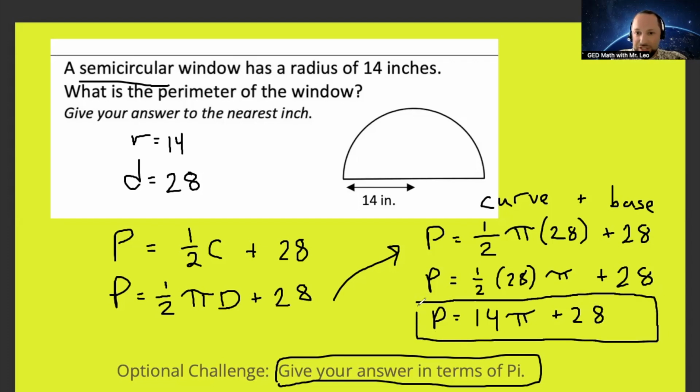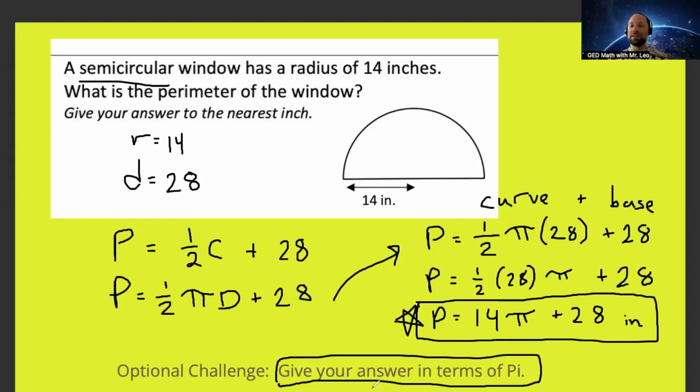We could say inches, right? Perimeter, distance around, it'll be regular inches. This is a complete final answer. Take a look at this. Does this look familiar? Does this look like the GED? They love to do this. As a matter of fact, I love to do it too.